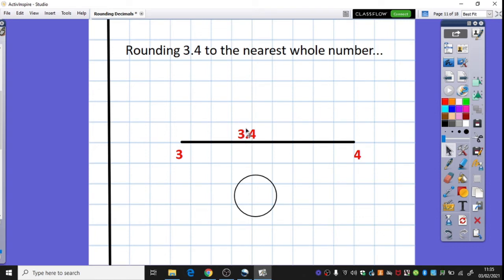So, I would probably roughly place my number here, 3.4. And what we can do is look to the column to our right and see that we've got 4. 4 or below, we round down low. So the nearest whole number to 3.4 is 3. We can also see by placing our number on the number line that 3.4 is closer to 3 than it is to 4.